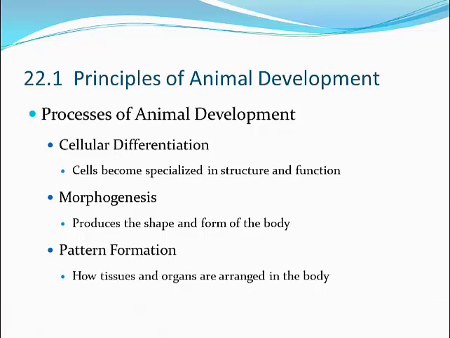The processes of animal development include different steps. One of those is cellular differentiation. During cellular differentiation, cells become specialized in structure and function. During morphogenesis, the shape and form of the body are produced. And during pattern formation, the tissues and organs are arranged precisely within the body.